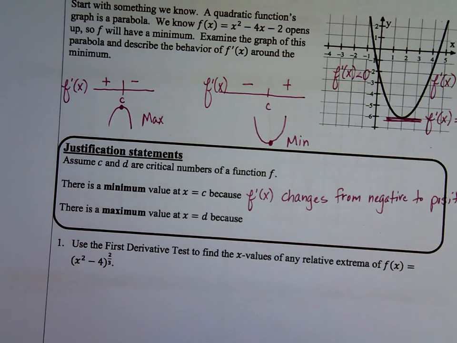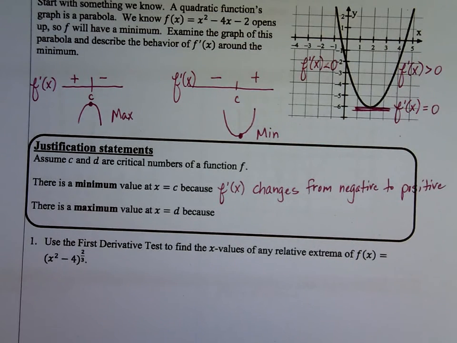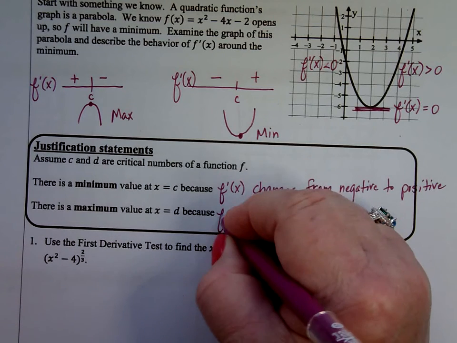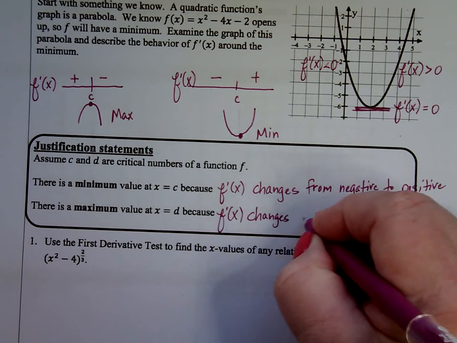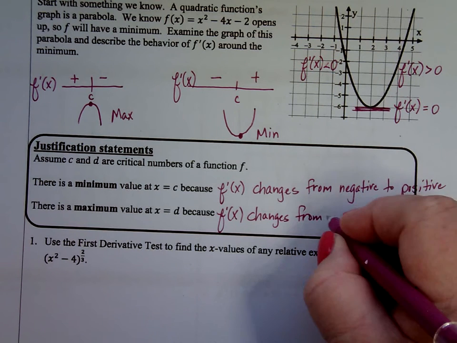That's going to be your reasoning for minimums. And if it's a maximum, obviously you know how that's going to go. The derivative changes from positive to negative.